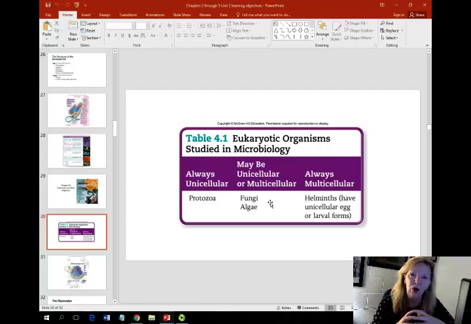Protozoa are mostly single-celled. Just like bacteria are single-celled, protozoa are single-celled too. There are a few specific genus and species names that we'll mention in each of these categories, and once we mention a microorganism's genus and species names, I want you all to write them down and commit them to memory.